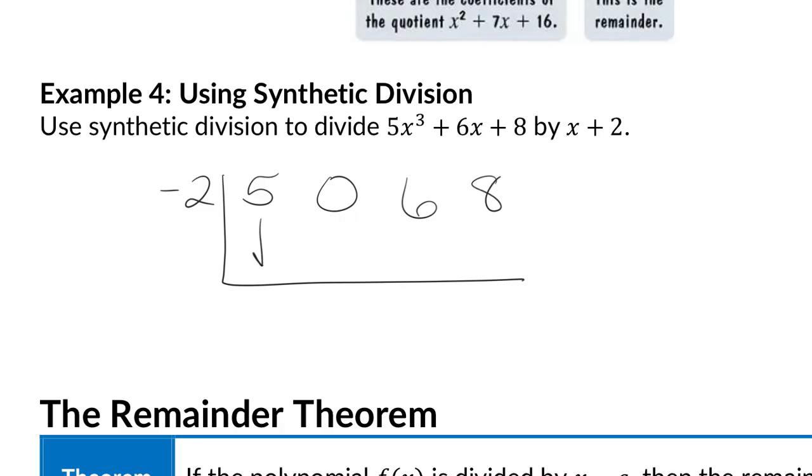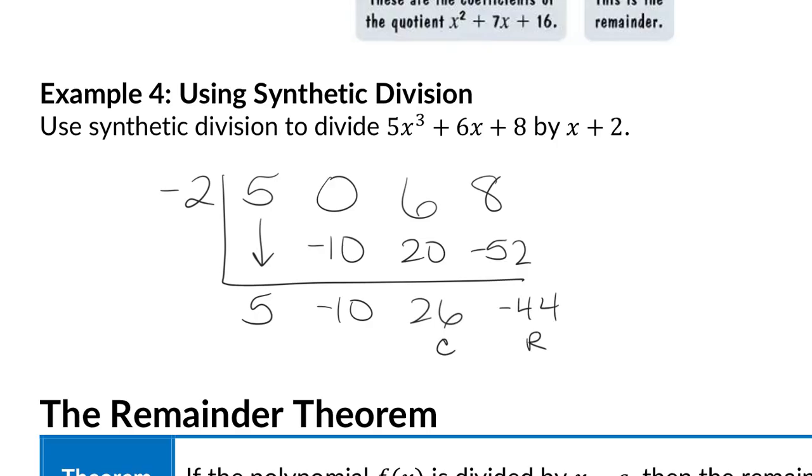The steps are bring down, multiply on the diagonal. So negative 2 times 5, I'm going to write it underneath the 0. That's negative 10. Add straight down. Multiply, that's positive 20. Add straight down. Multiply, that's negative 52. Add straight down. So that we have the remainder, the constant, the x, and the x squared term.